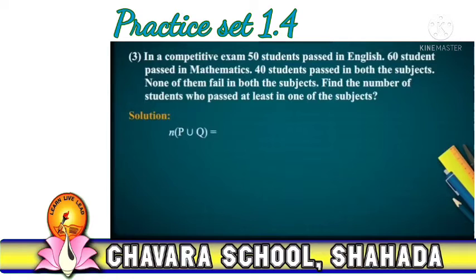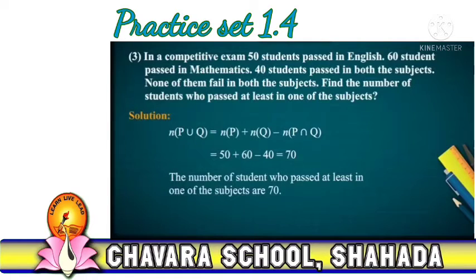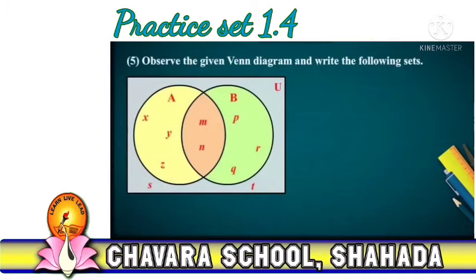The number of elements in set P union Q is equal to the number of elements in set P plus the number of elements in set Q minus the number of elements in set P intersection Q. That is equal to 50 plus 60 minus 40, which is equal to 70. Hence, the number of students who passed at least in one of the subjects is 70.